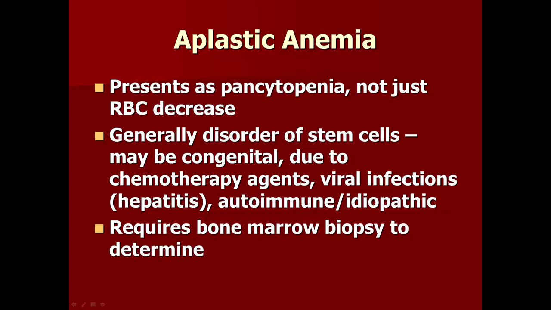Generally, aplastic anemia is a disorder of stem cells. This could be congenital. This could be due to chemotherapeutic agents. We've basically turned off their bone marrow through our chemotherapy. This can be due to a viral infection. Hepatitis can do this. Or it could also be autoimmune. Now, because we are talking about the function of the bone marrow, the only way to diagnose an aplastic anemia would be through bone marrow biopsy.